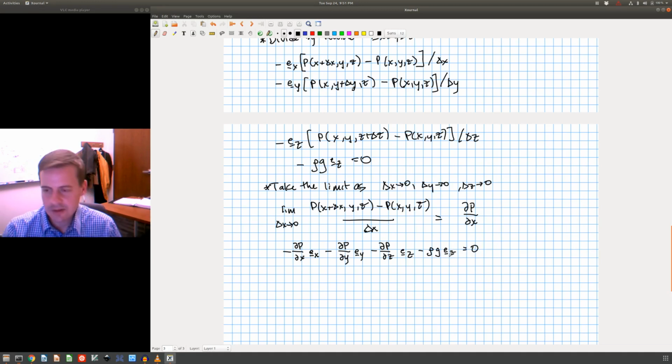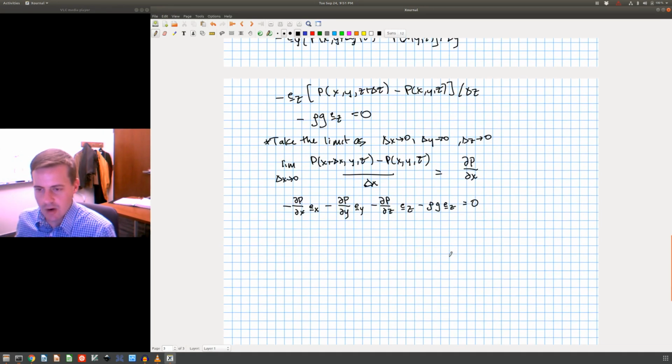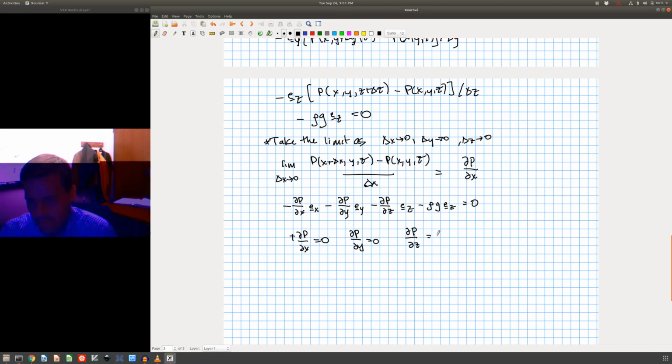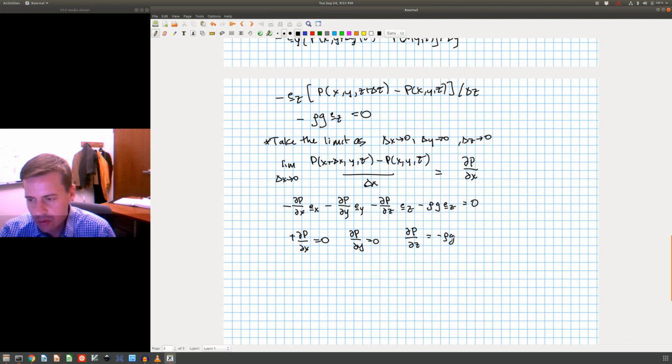Hey, that's looking pretty awesome. It got a lot simpler. Well, let me write down: I have three equations. I have minus dp/dx equals 0. The minus sign goes away; that doesn't matter. I have dp/dy equals 0. And I have dp/dz equals minus ρg. Okay? Because this 0, of course, is vector 0.